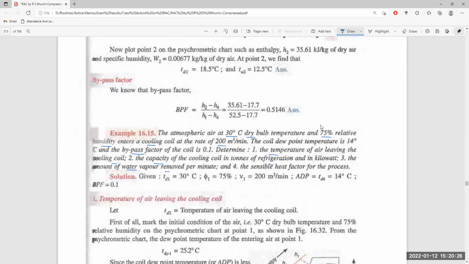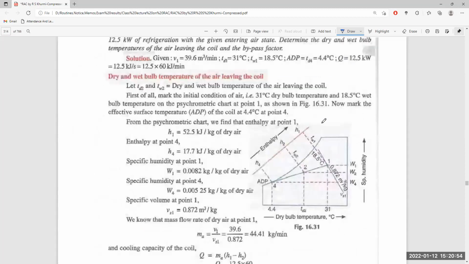The bypass factor of the coil is 0.1. This means that some of the air passing through the coil cannot come down to the temperature of the coil, but remains at a temperature higher than the coil. So a portion of the air is bypassing the coil. The bypass factor of the coil is given as 0.1, and it is given by this equation.